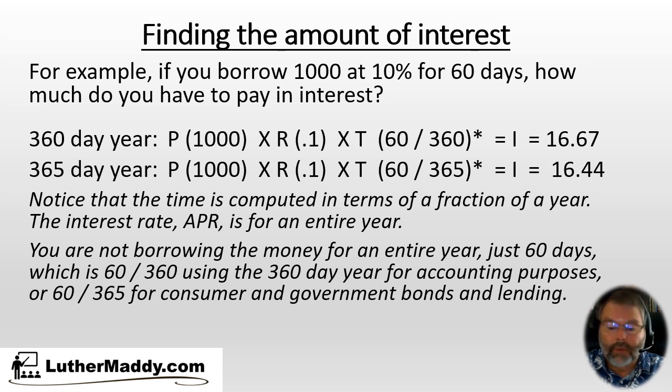We have 60 divided by 365, and we'll be paying a little bit less interest because we're basing it on a 365-day year, less of a year that we've actually borrowed it. In that case, it's $16.44.